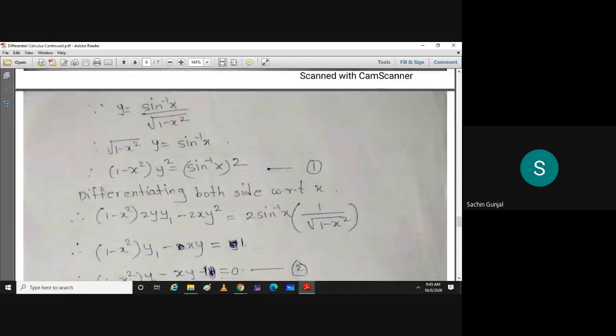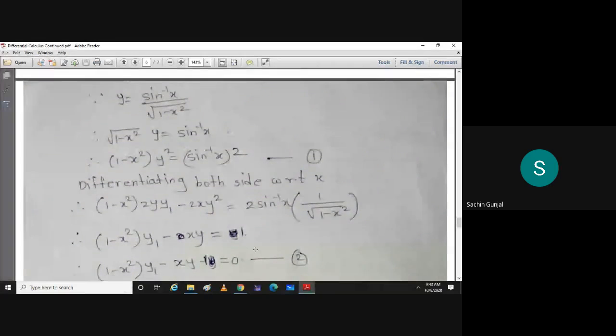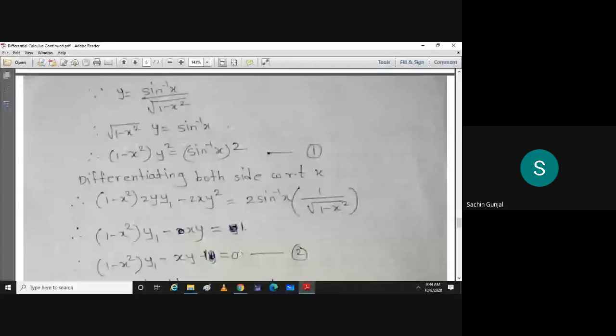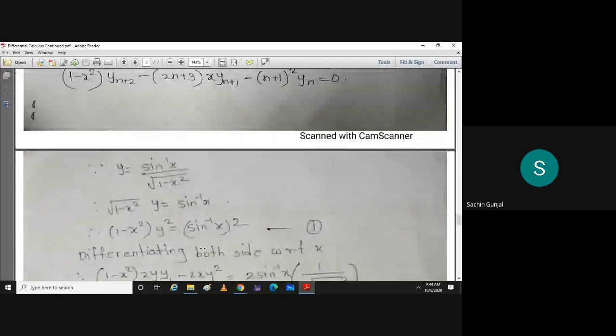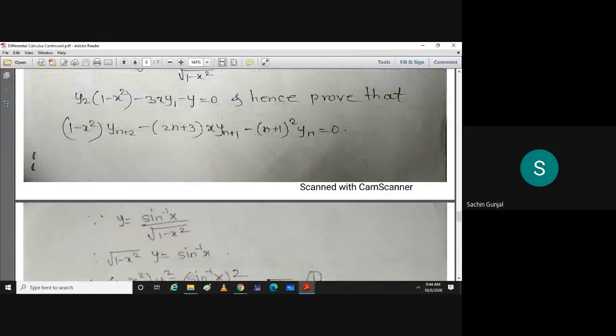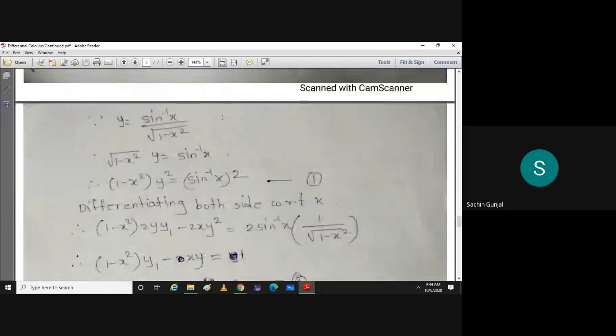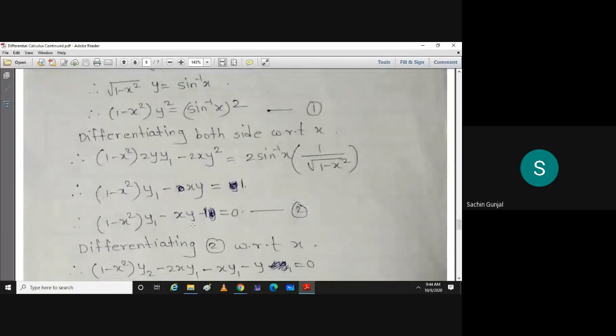Is this step clear? All right. Now you have got an expression containing the first derivative. But what I want is an expression having the second order derivative. So you will have to differentiate this expression one more time. Keep in mind, you will have to simplify the derivatives as much as you can.